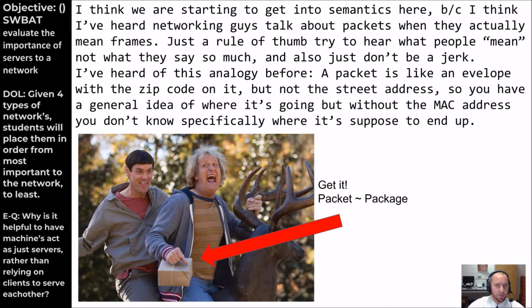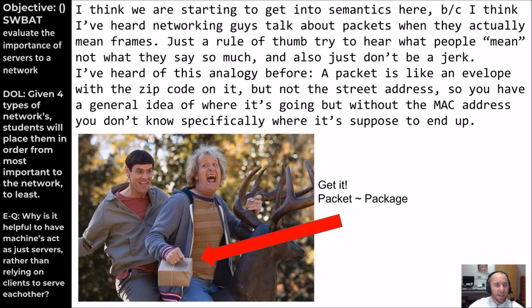So I think at this point I'm getting a little too into semantics. I've heard networking guys talk about packets and they actually mean frames and vice versa. So just a rule of thumb here, advice to you young people. When you talk to somebody, try to listen to what they mean, not necessarily what they say. Another rule of thumb, just don't be a jerk, don't be a know-it-all, and try to correct people when they're speaking. Listen to what they mean.